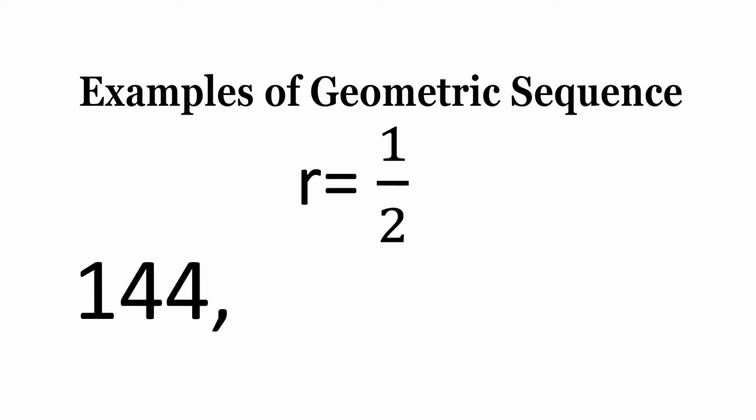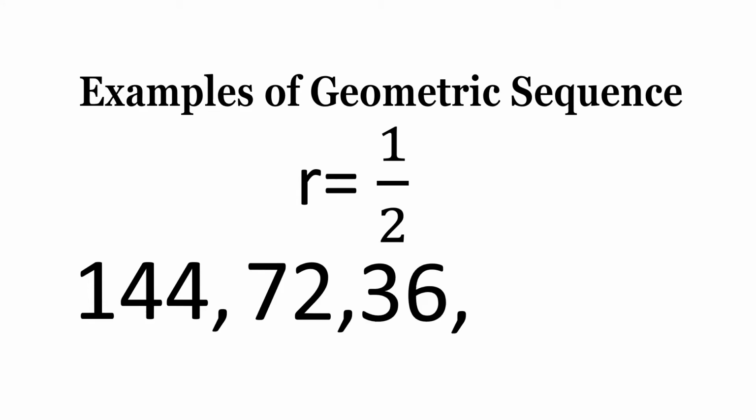Let us have another example of geometric sequence. If the common ratio is 1/2 and the first term is 144, if we are going to multiply 144 by 1/2, the next term would be 72. 72 multiplied by 1/2, next term would be 36. If 36 is multiplied by 1/2, the next term would be 18, so forth and so on. So again, this is an example of geometric sequence.